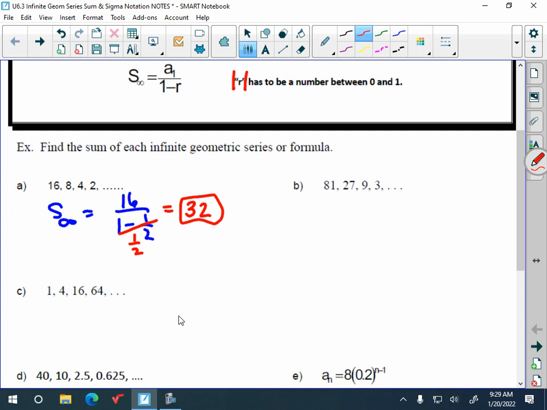All right, B. Let's do the same thing. S infinity equals a1, which is 81, divided by 1 minus r. And so what's r in this one? 1/3, good. 1 minus a third is 2/3. So then we use our calculator. 81 divided by 2/3. That's 121.5.